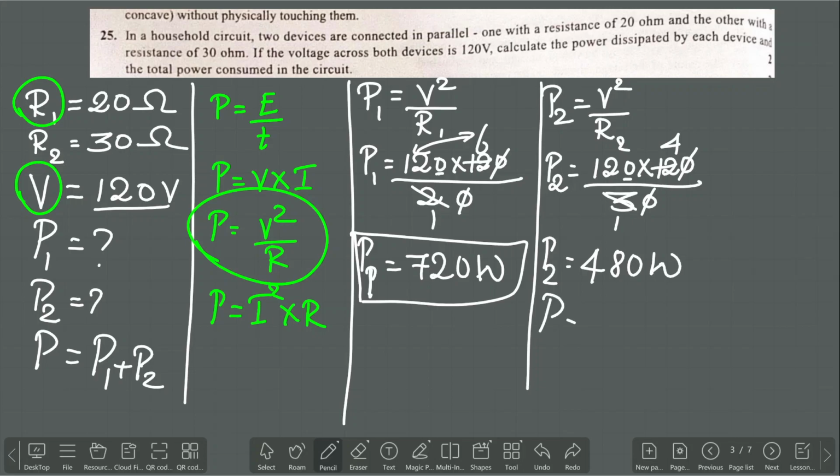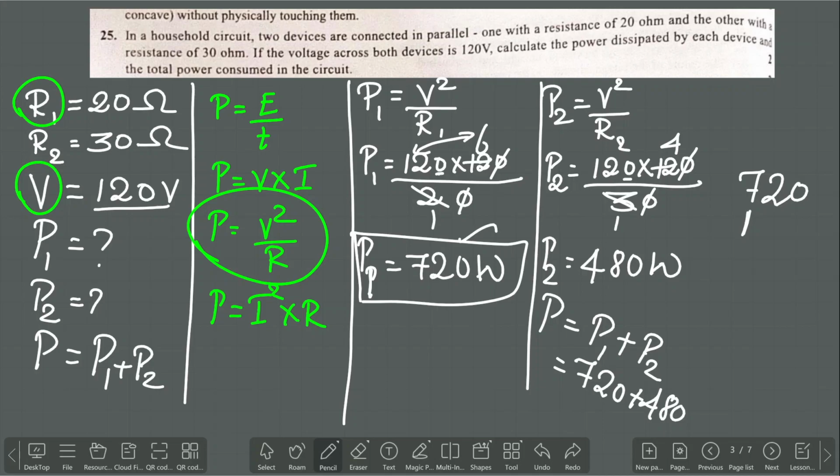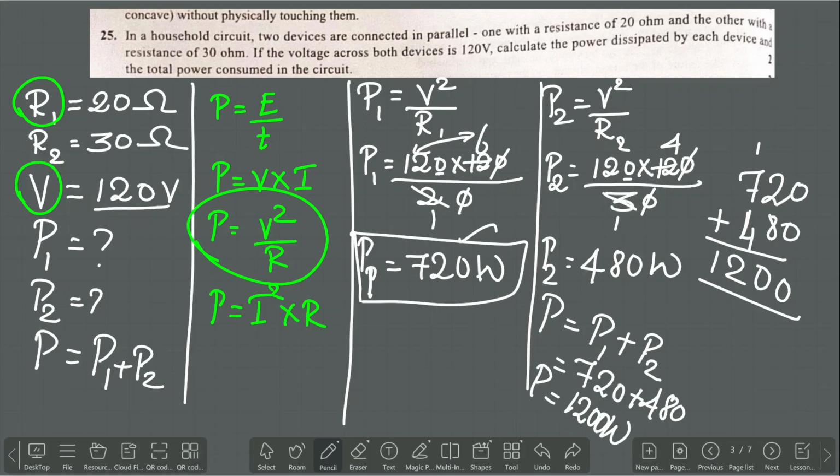Now calculate the total power. P is equal to P1 plus P2. What is the value of P1 we calculated? 720. And what is the value of P2 we calculated? 480. Now add these two numbers. 720 plus 480. Add all the numbers. 0, 0, 1 balance will be there. 7 plus 1, 8, 8 plus 4, 12. So the total power is going to be, P is equal to 1200 watt.